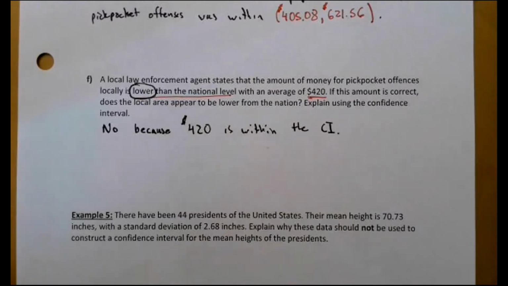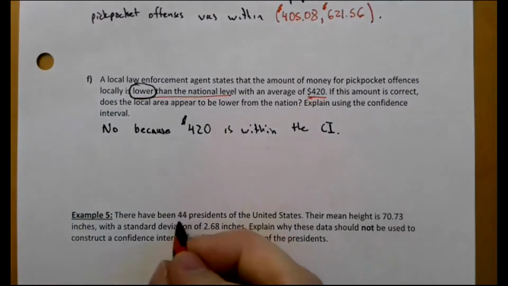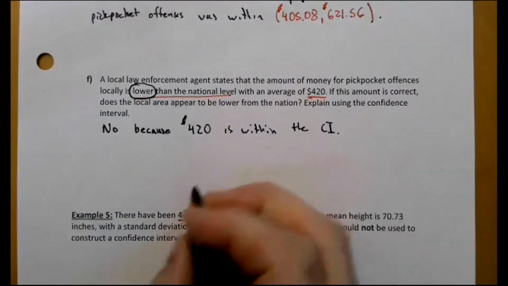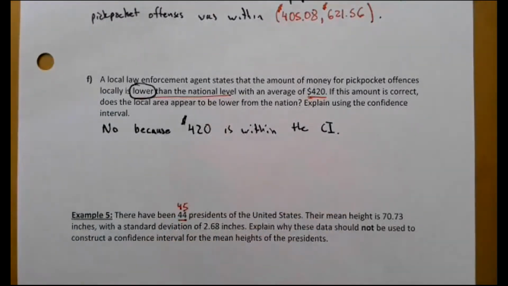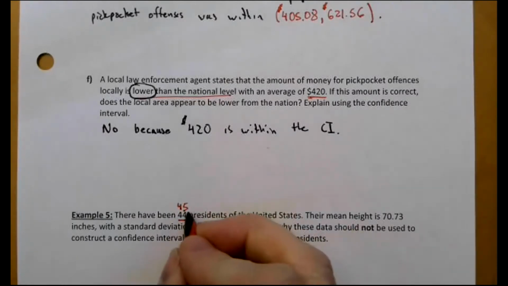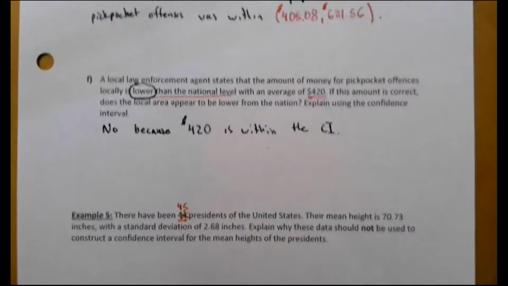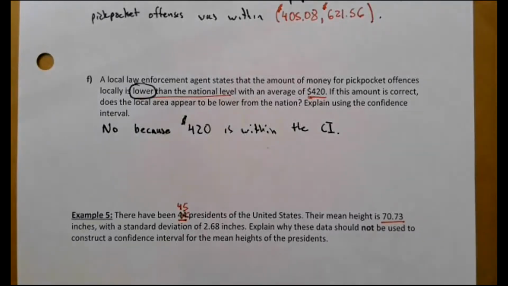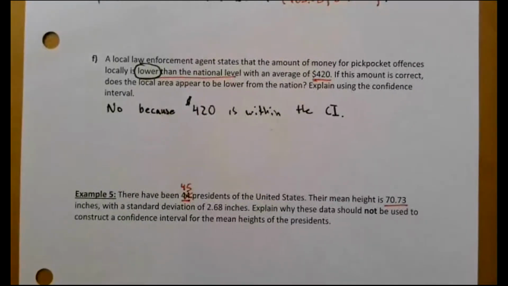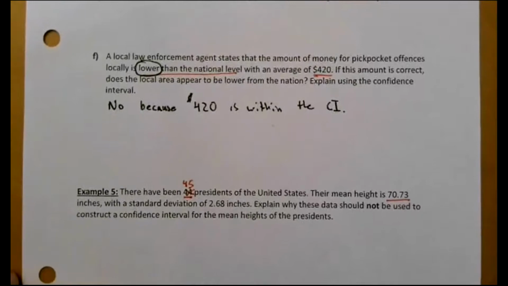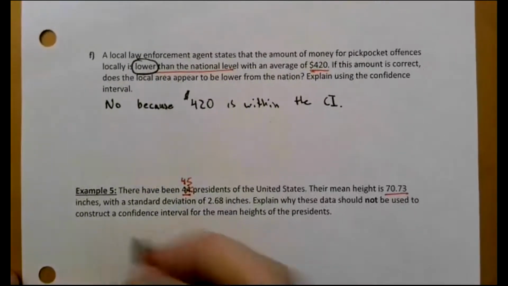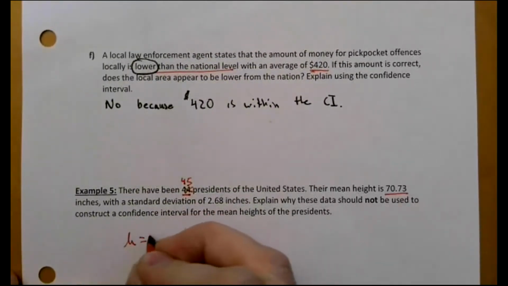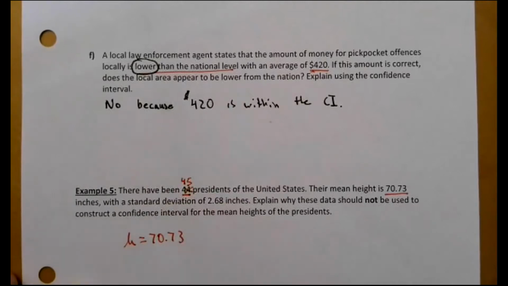Okay, so this one, this is a little bit of old course pack, right? There have been 45 presidents of the United States. Let's just pretend including our current president wouldn't change the mean height of the presidents. So why are we not going to construct a confidence interval? And the answer is this 70.73 is the population height.